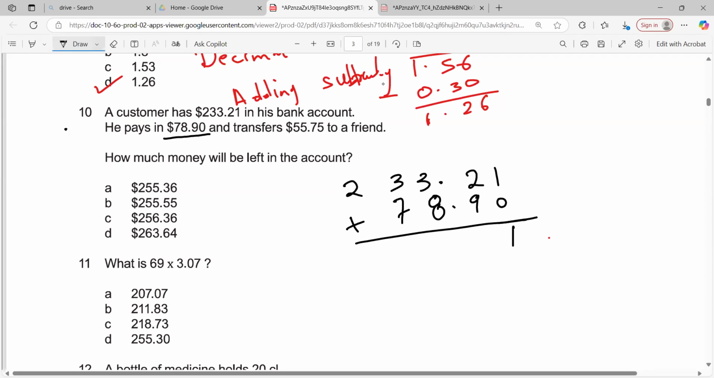Hold on, sir. Okay, so you're going to borrow from the 2. So you're going to cross out the 2 and put 1. No, sir, at the front. At the front, here? No, sir.